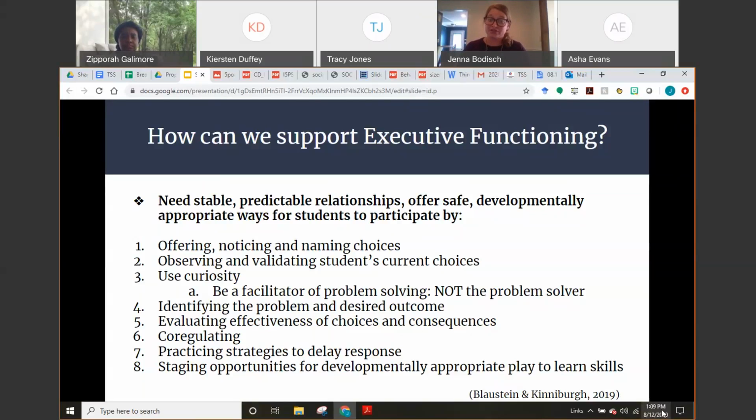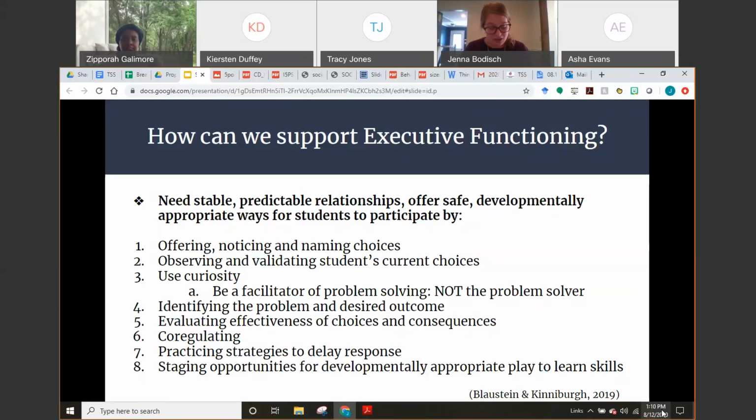An important point to note here too is that we want to be a facilitator of problem solving. We don't want to just hop right in and solve the problem for the student. That's not helping them learn how to do it themselves. So typically, I think a lot of us as helpers tend to go in and solve the problem for the person, but that's not what our goal would like to be.